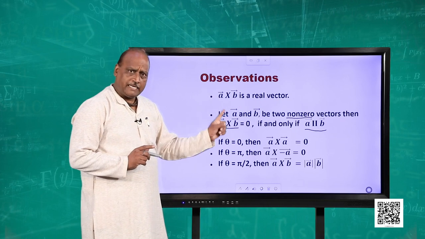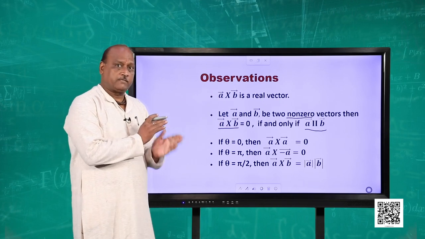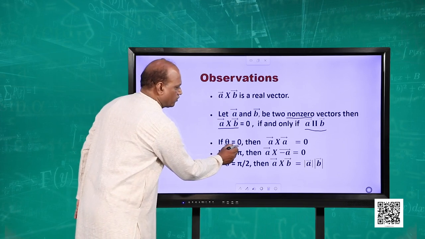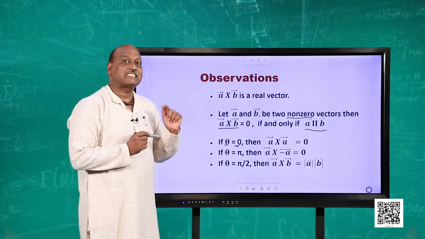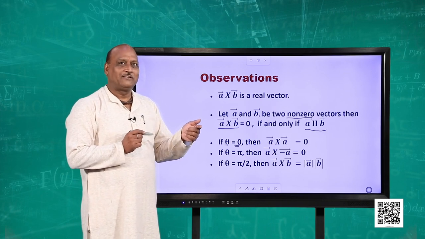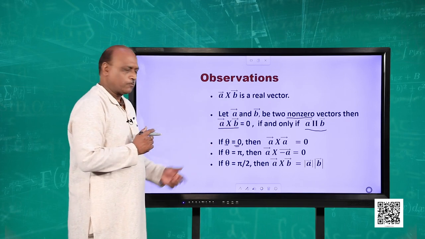If vector A is parallel to vector B, then the angle between A and B, theta, equals 0. If theta equals 0, then sin theta equals 0, so A cross B equals 0.